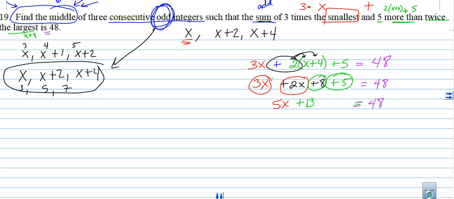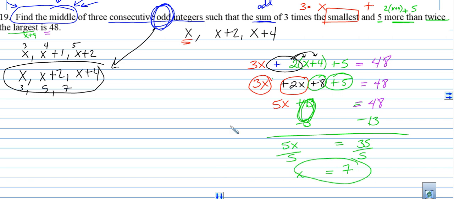Well, now it's a two-step equation, so you're going to subtract the 13. So you get 5x equals 48 minus 13, which is 35. Divide by 5, and x will equal 7. Now I circled it, but that doesn't mean that's my answer, because it says find the middle of the 3 consecutive odd integers. So x is 7, the next one is 9, and the next one is 11. 9 is my middle integer, so 9 is the big answer.